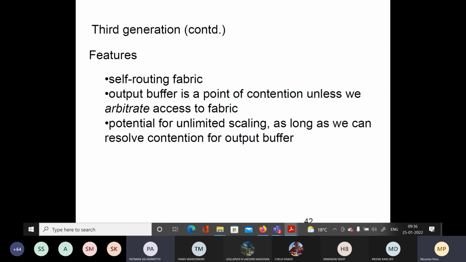Okay, so in that case, we would need to arbitrate the access to the fabric. That means you need to schedule the access to the fabric in such a way that you have minimum amount of output blocking. Okay, now next is that this does have a potential for unlimited scaling as long as we can resolve the contention for the output buffer. Okay, so these are the important features of a third generation switch.